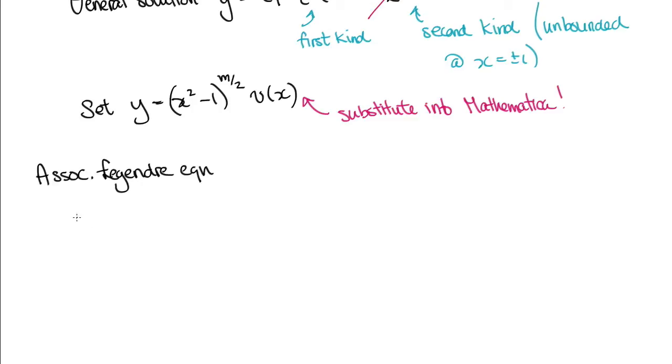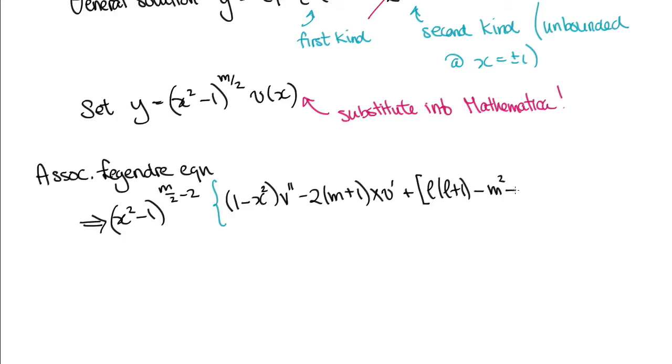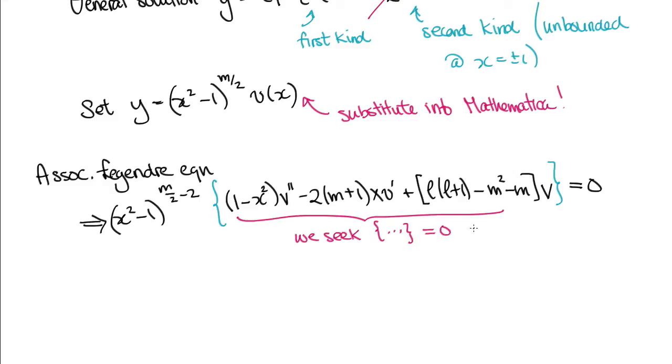Returning now to paper, we can see that when the ansatz is substituted into the equation, we can pull out a factor of (x squared minus 1) to the m over 2 minus 2, and our mission then is to find the function v such that the curly brace portion is 0. This requires you to look ahead.